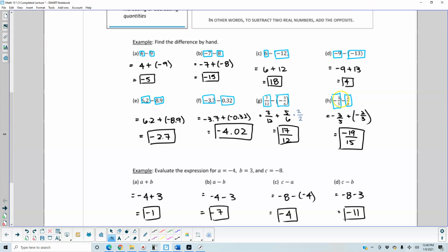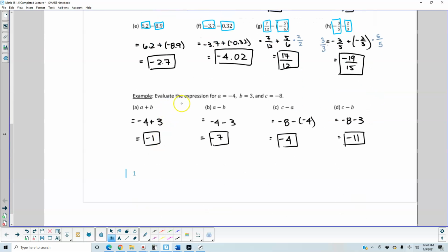Okay, here we have negative 3/5 minus 2/3, which is the same thing as negative 3/5 plus negative 2/3. So we want to multiply both to get the common denominator of 15. So this is times 5 over 5, and this is times 3 over 3. So we end up getting negative 9 plus negative 10, which becomes negative 19 over 15.